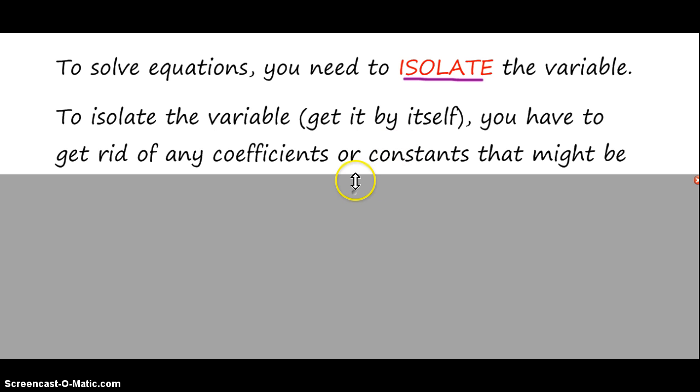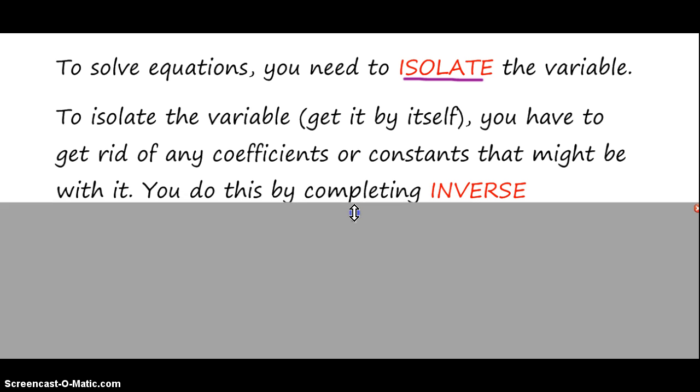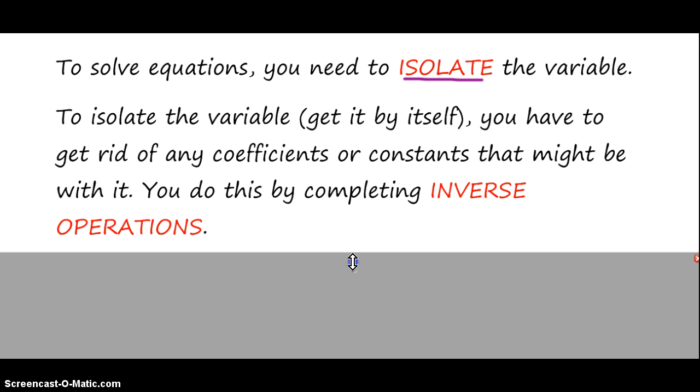Well, the only way to get rid of everything that goes with the variable is to get rid of coefficients. And you remember, coefficients are the numbers that come before a number that's being multiplied, like 4c. The 4 is the coefficient. Or constants, and constants are numbers that stand alone. For example, c plus 2, in this case the 2 is the constant. We want to get rid of those numbers because we want to get that c, or whatever variable, by itself.